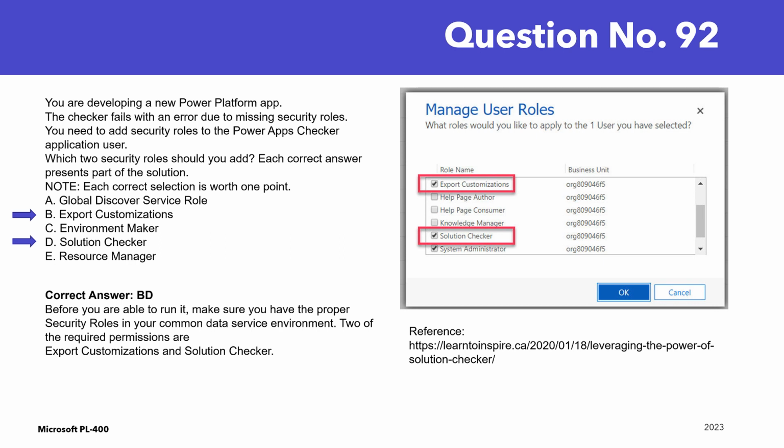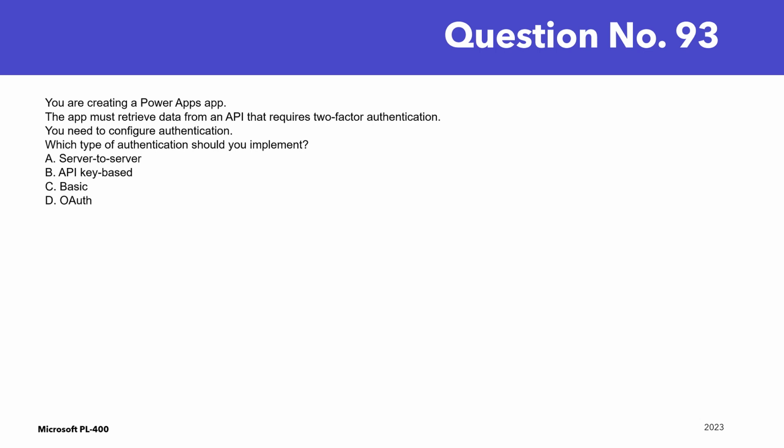You are creating a PowerApps app. The app must retrieve data from an API that requires two-factor authentication. You need to configure authentication. Which type of authentication should you implement?